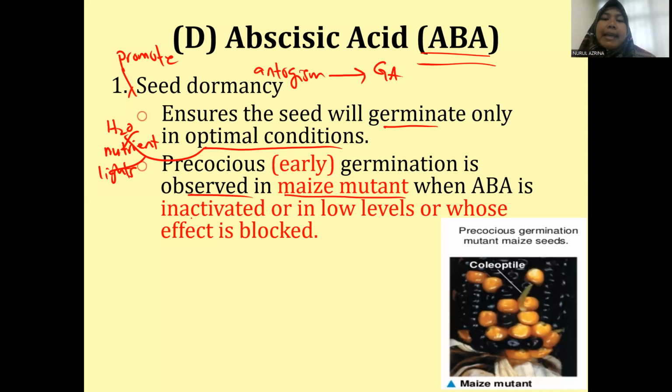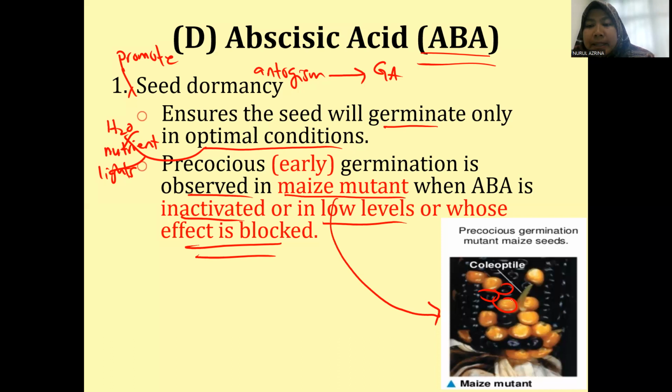Precocious germination, or early germination, can be observed in maize mutants when ABA is inactivated or at a low level, or the effect of ABA is blocked. You can see from this picture, all of these are individual seeds of maize. Technically, all of the seeds will not germinate, because ABA promotes seed dormancy. But in this particular seed, you can see there is development of the coleoptile, which later on will become the shoot. This is what we call precocious germination.